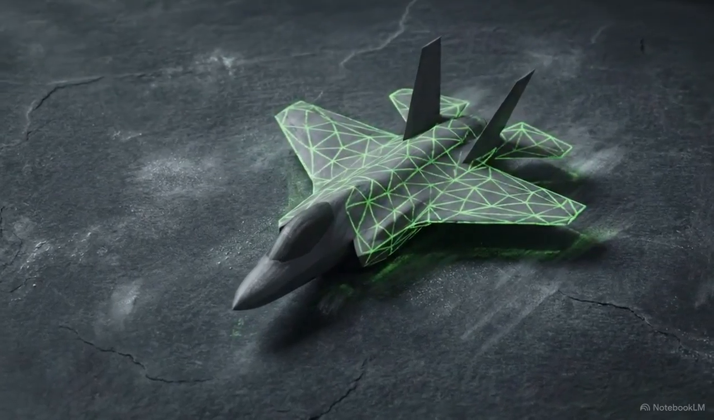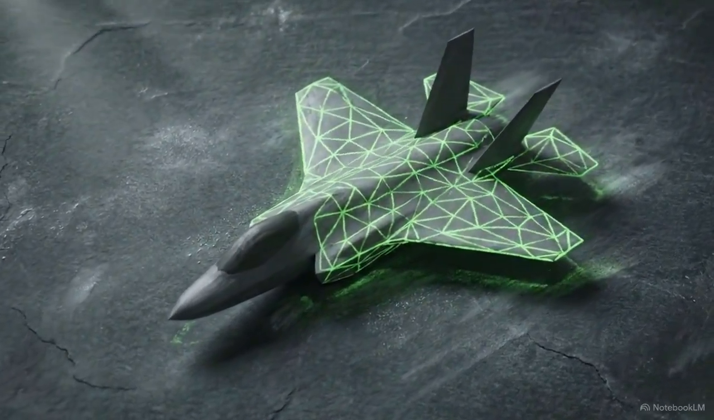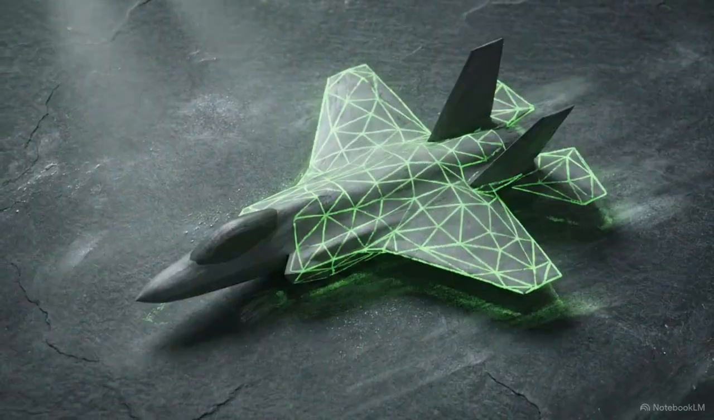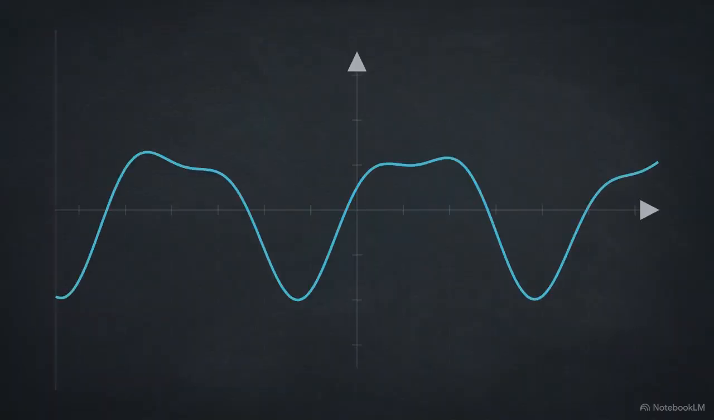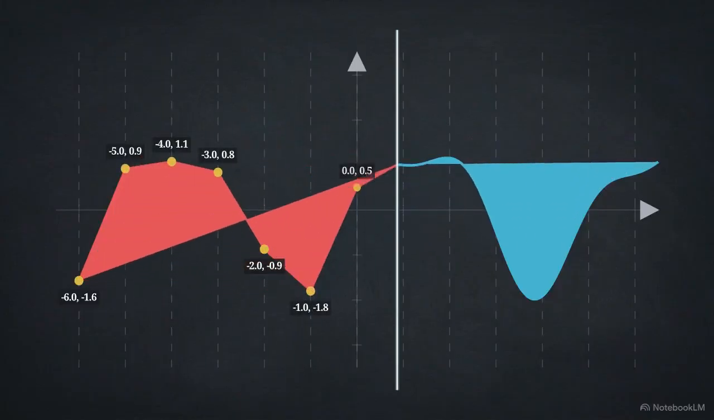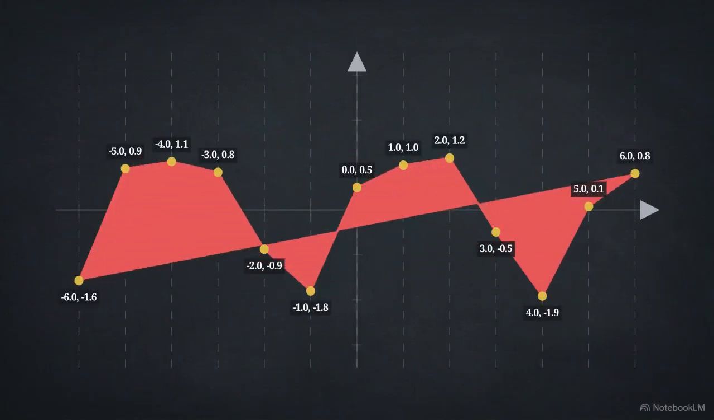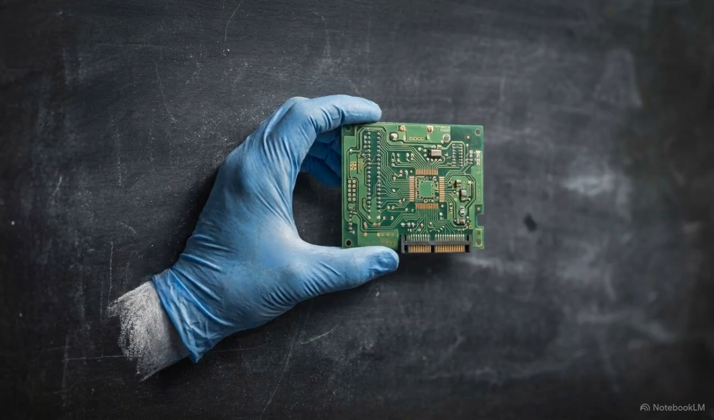At Mach 2, the aerodynamic forces acting on a fighter jet are chaotic and continuous. To model that structural stress in real time, engineers have to chop that continuous physical reality into discrete, quantifiable pieces a flight computer can actually process. We face the exact same hurdle with the invisible.